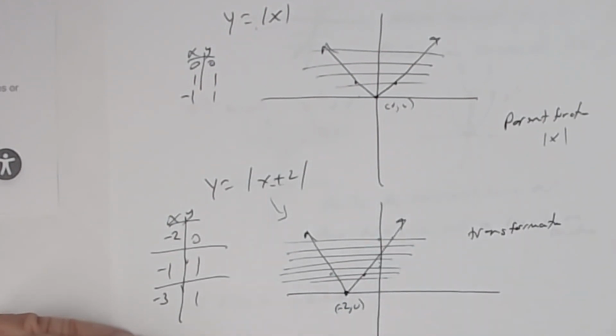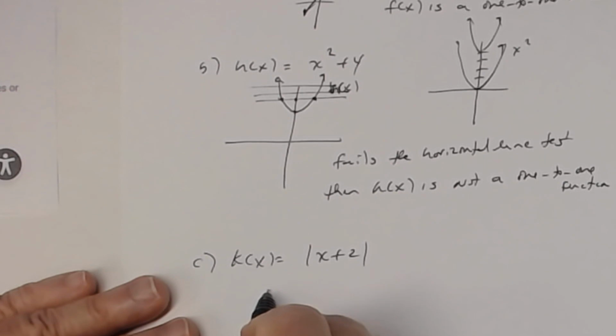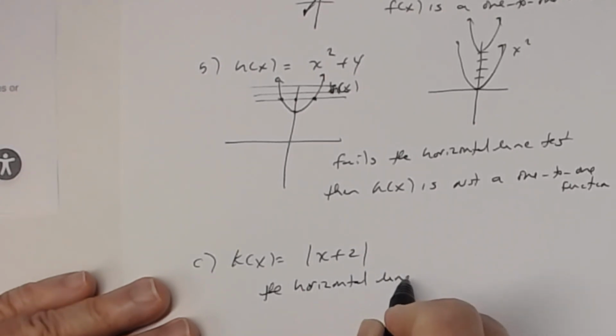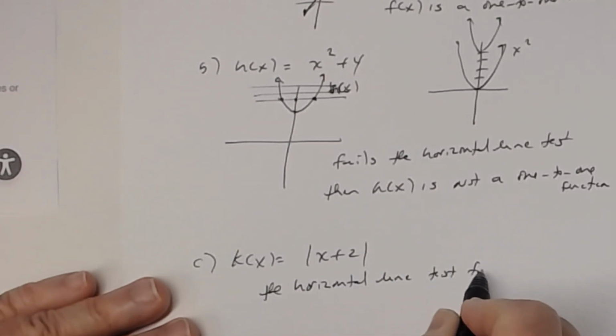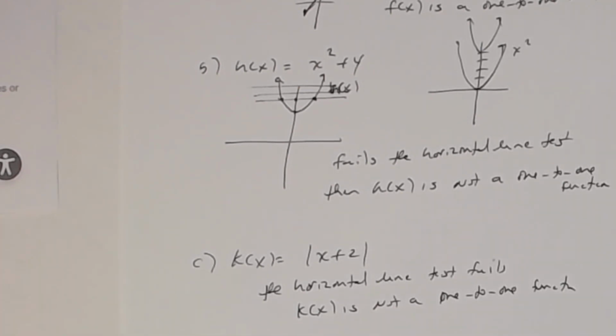Okay? All right, so going back to here, the horizontal line test fails, and so therefore k of x is not a one-to-one function. Okay. Now let's look at the last one.